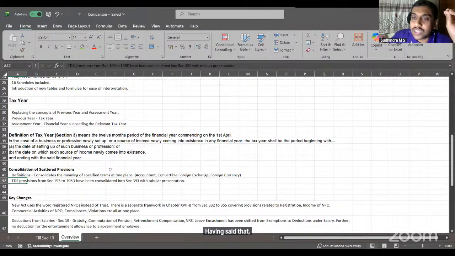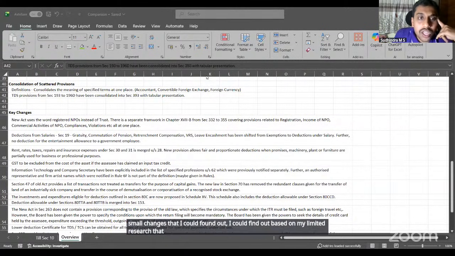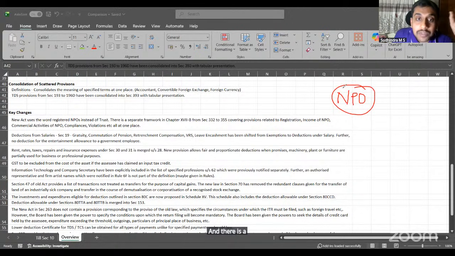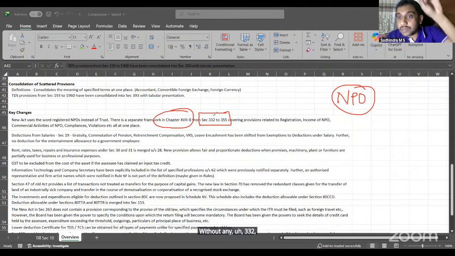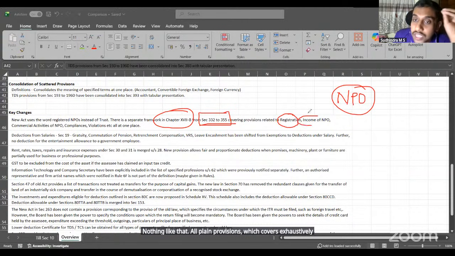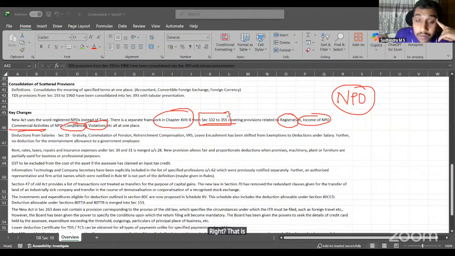Having said that, even though we say there are no major changes, there are certain small changes that I could find out based on my limited research that I have done till now. Just to list out, trust taxation. Earlier in the Income Tax Act, they were using the terms trusts, institutions, etc. Now they are using the term NPO, non-profit organizations. And there is a separate chapter 17B from section 332 to 355, without any 332A, 332AB, etc., without any explanations or provisos. All plain provisions which cover exhaustively registration, income of an NPO, application, accumulation, commercial activity if they are carrying out, compliance, violation, everything at one place. Right? That is one major shift that I saw.